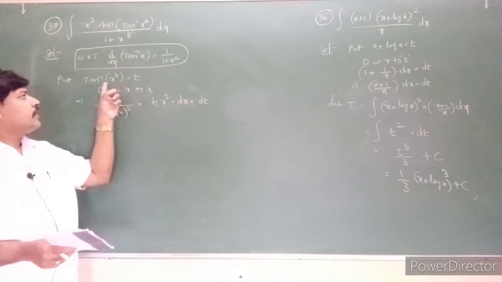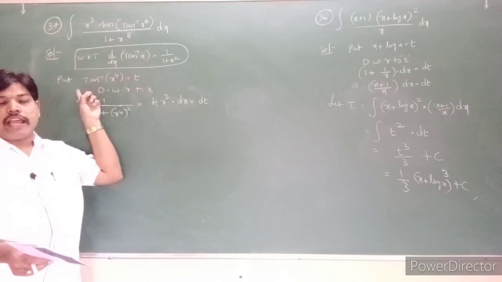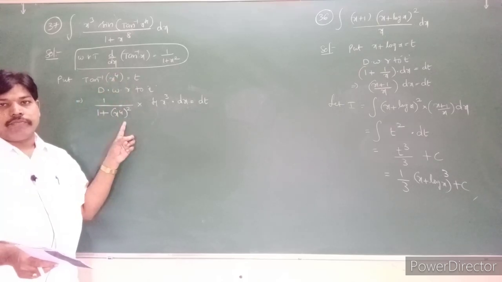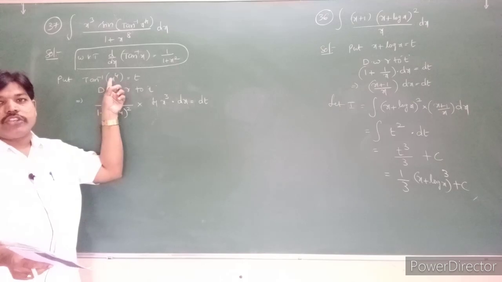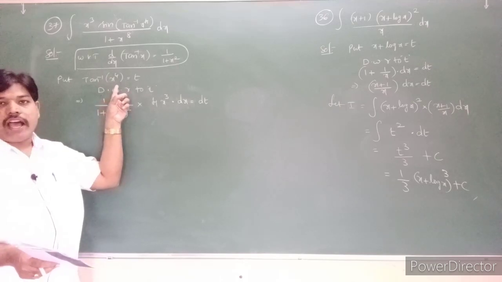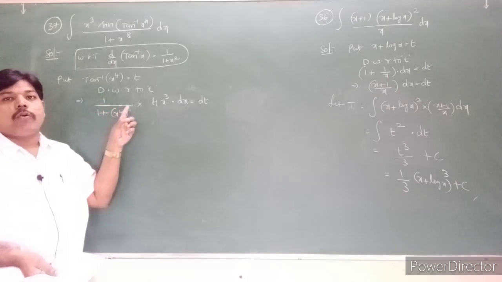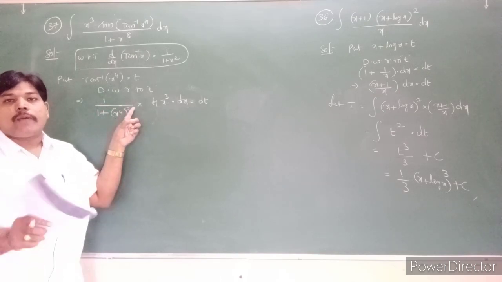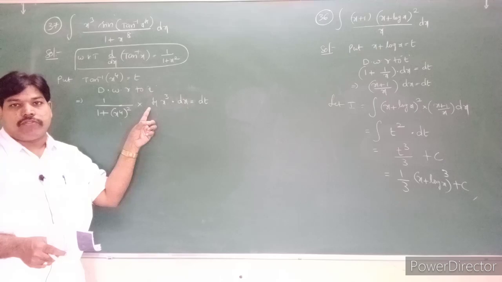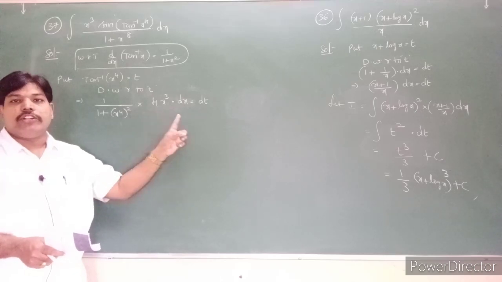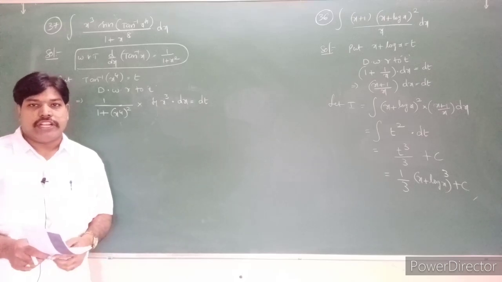See that once again. Tan inverse of x power 4. The derivative of tan inverse x is 1 by 1 plus x square, but in the place of x you have x power 4, so 1 by 1 plus x power 4 whole square, into the derivative of x power 4, which is 4x cube into dx. So that is equal to dt.